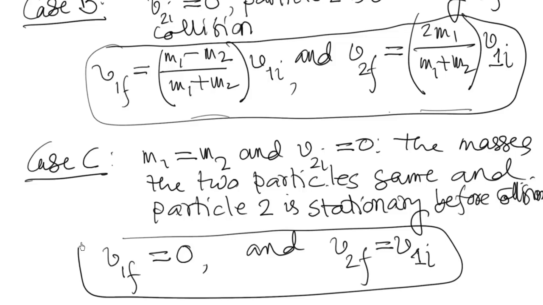This is very interesting. You see, when both particles have the same mass, m1 equal to m2, and particle 2 is stationary before collision, then after collision what happens? Particle 1 will stop, its velocity becomes 0, and particle 2 will have the velocity equal to the initial velocity of particle 1 before collision.